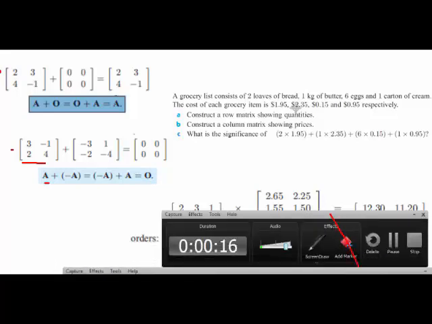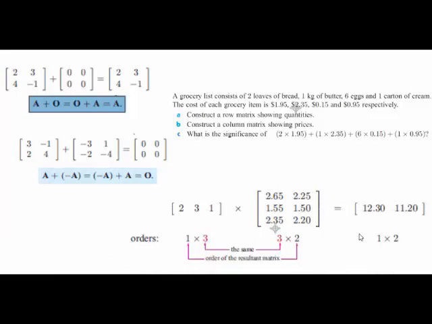Further down here, we've got the question that we had early in the course, this one here. We had a grocery list: 2 loaves of bread, kilo of butter, 6 eggs, 1 carton of cream. The cost of each grocery item is listed there, and in particular part C there, what is the significance of that calculation? We're going to see that that's the total bill. The process that was used is actually matrix multiplication.